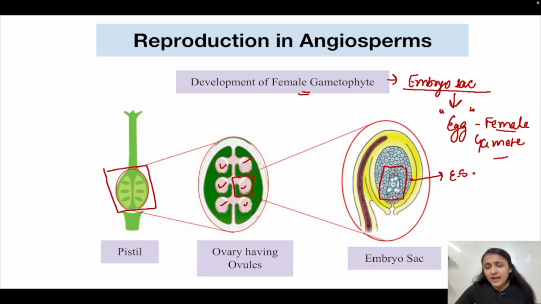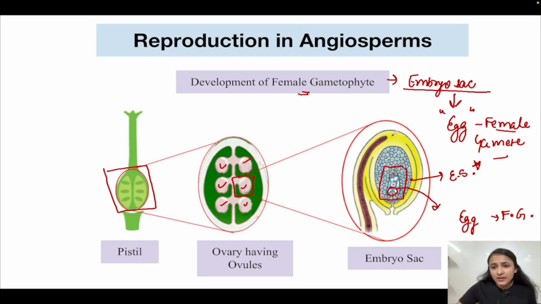And what does the embryo sac bear? The embryo sac bears the egg cell. This is the egg cell, which is also known as the female gamete. So this is how the development of the egg cell takes place. This is the order it is following. The female gametophyte or the embryo sac is arranged inside the ovary, inside the ovule.